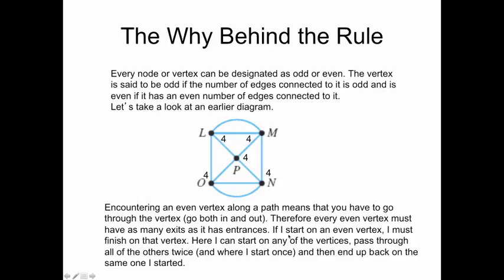So if I start on an even vertex, let's just say I start on M, I must finish on that vertex. Here's why. If I leave M through this path, then go around and do something and come into it here and then out here, I'm going to have to come back into M to finish. My very last thing will be to come into there, and now there's nowhere else to go because I've already gone through all of these paths. So if I start on an even, I've got to end on that even.